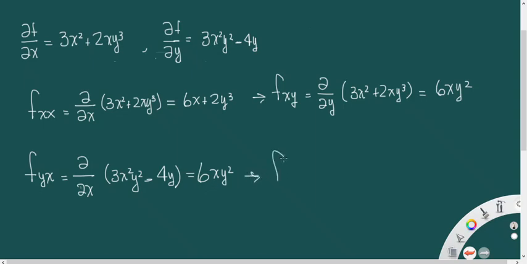Okay, and if we do the f yy, which is the partial derivative with respect to y, but of the function that is the first result with respect to y, which is this 3x squared y squared minus 4 times y, this is going to be equal to 6x squared y minus 4. Okay, and that's it.